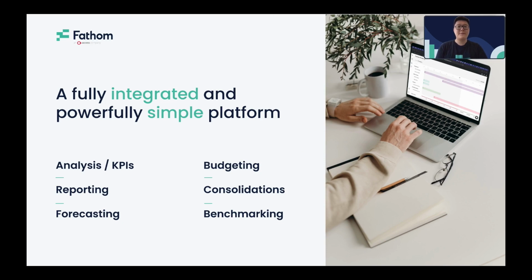So Fathom is a fully integrated platform with 5 different core features. So you've got the analysis and KPI dashboards. Those are interactive and dynamic. They're really good for presenting the numbers to your clients, whether that's in a monthly or quarterly meeting, or even if you're recording a quick Loom video to explain what their numbers look like for the month.